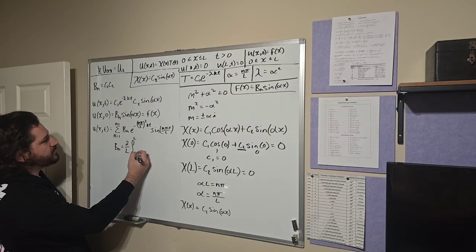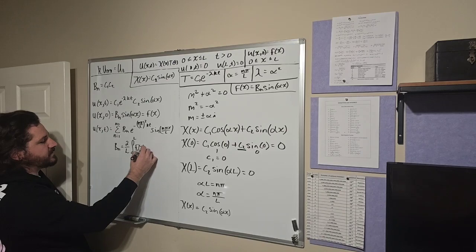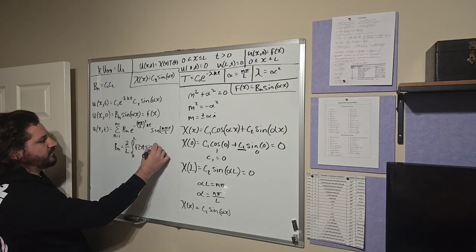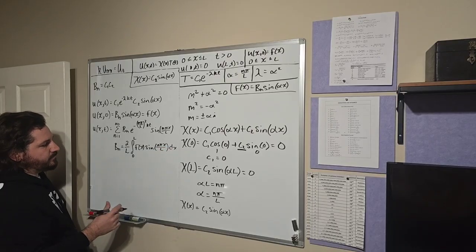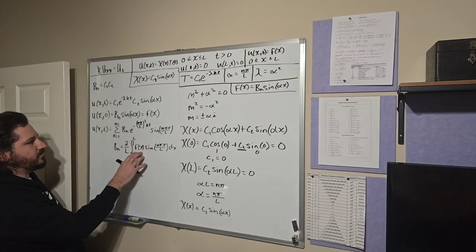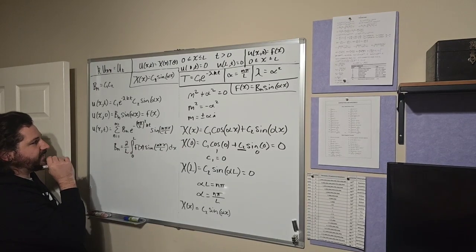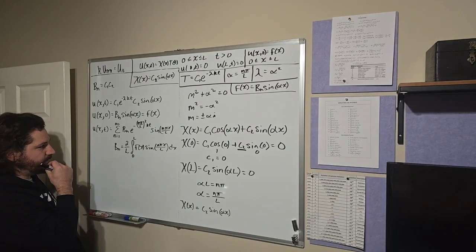I'm missing something. Oh, it's just f of x. That's what goes here. Okay. So f of x goes here, and then we have sine of n pi x over l dx. Okay? And so if we were given an initial condition function, we would actually be able to plug that in for our f of x. Which I will do an example of here in just a minute. We're going to finish through this one first, though.